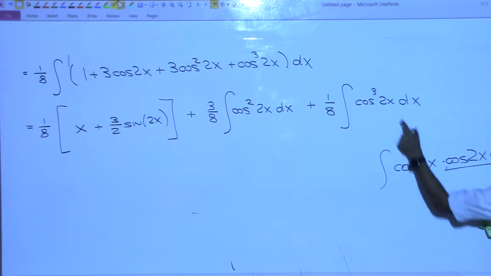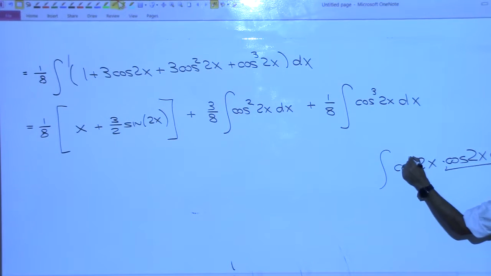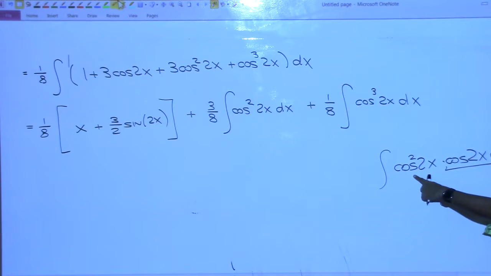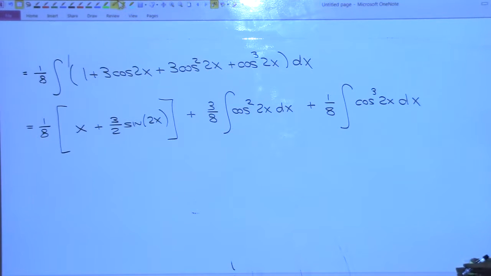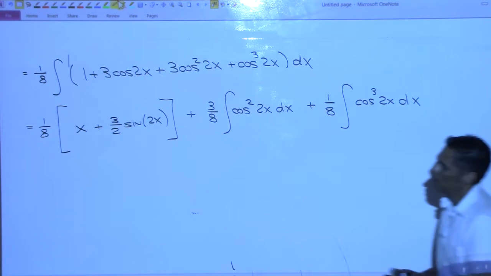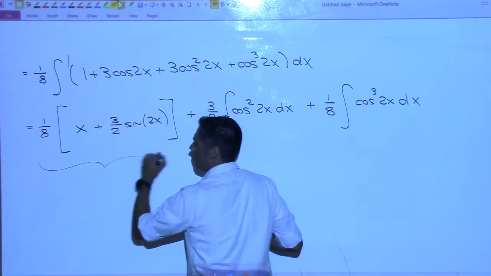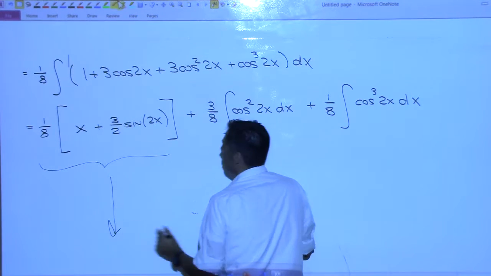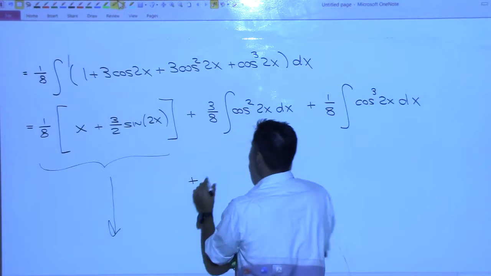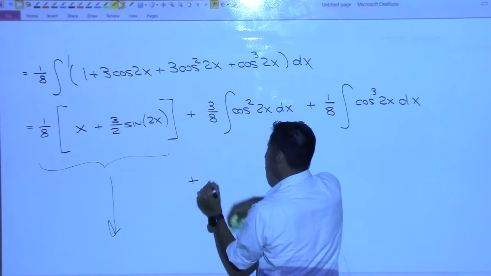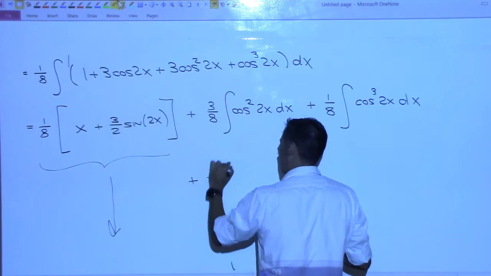Here, it does work, because with the cubed, if I peel one off, then that becomes squared. Then I rewrite that as 1 minus sine squared. And then I've got my u and my du. All right, let's continue. This right here is just going to keep coming down with us. All right, so here plus 3/8 integral.